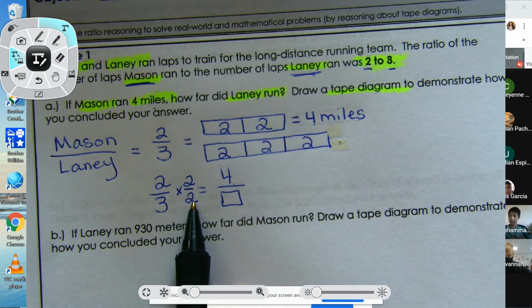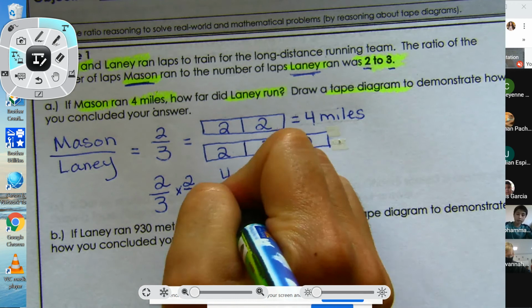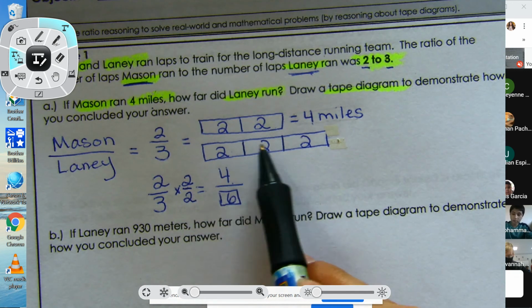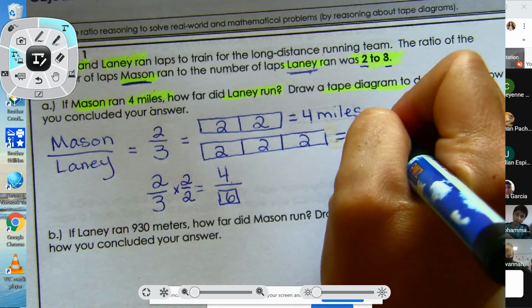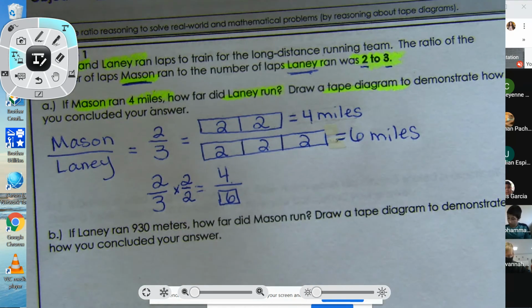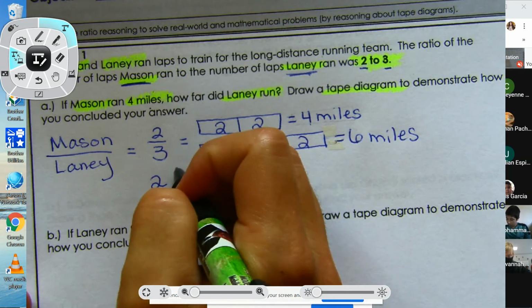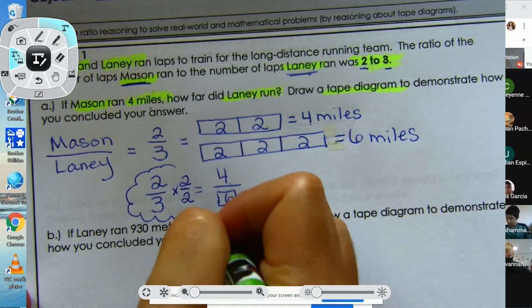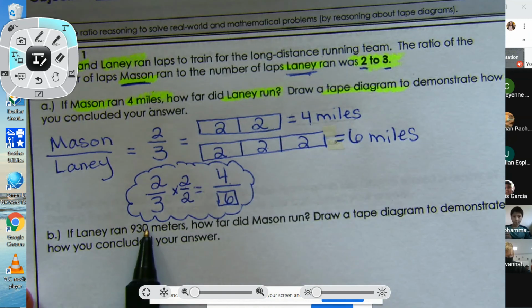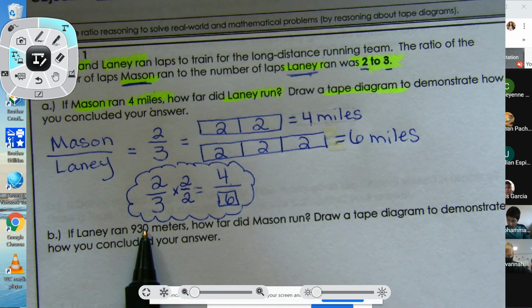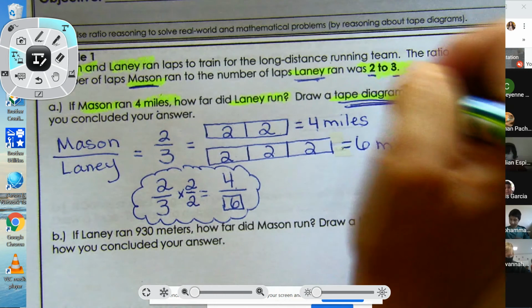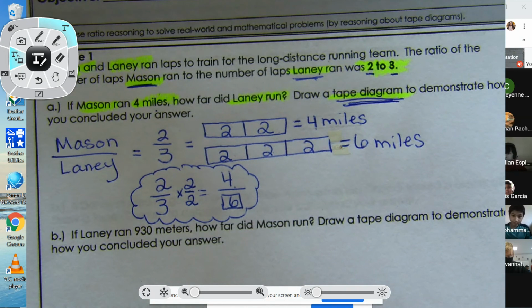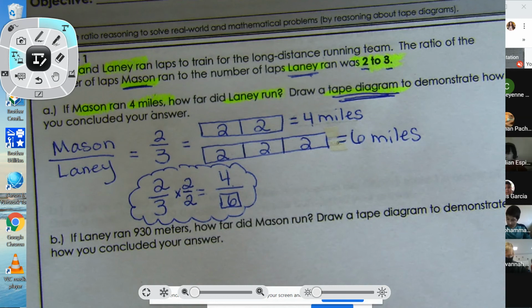Because isn't 3 times 2 going to make 6? And then we go 2, 4, 6. So this equals 6 miles. This is what we did last week in our math lesson, where we were utilizing the identity property. This week, we're figuring out the answer by using a tape diagram. I'm hoping that you made a connection there.